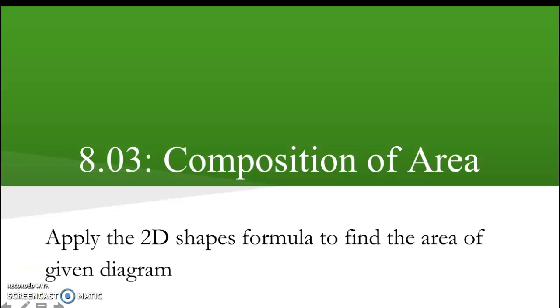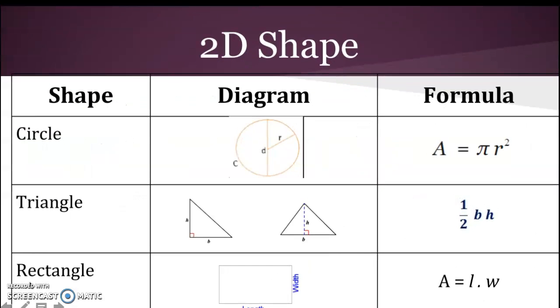We're on our third lesson for Unit 8. It's composition of area. We're actually continuing from yesterday's lesson. Same objective: we can apply the two-dimensional shape formulas to find the area of a given diagram. Again, these might be composites, it might be a mixture. You know how it goes on day 2. It's more of you working. So let's take a look at what we did yesterday.